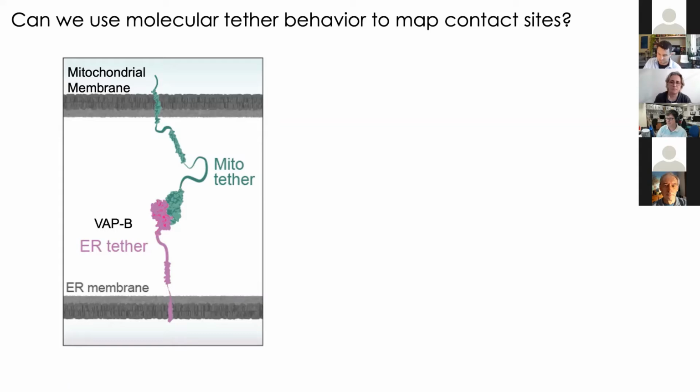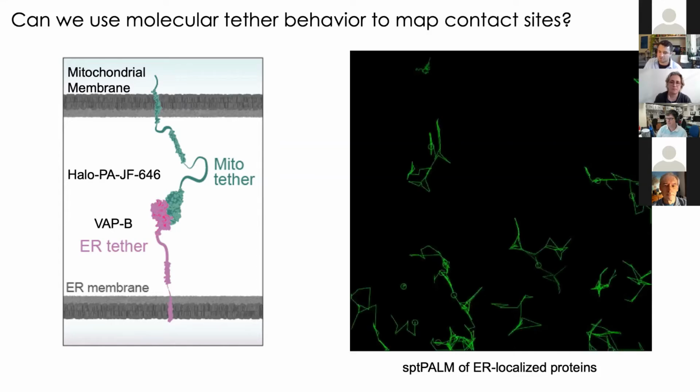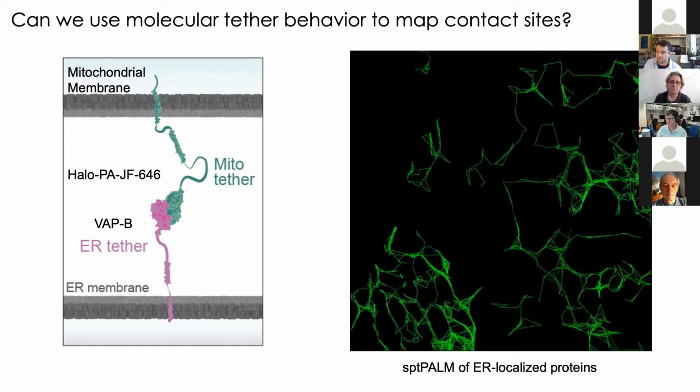And so for this approach, we used the technique known as SPT-PALM, which was developed in the lab some years ago when Suliana Manley was a postdoc, in which individual fluorophores are photoconverted at very low density. You can see here an example, just a few at a time in a field of view to avoid linkage errors. And then this is collected at very high speed video rate microscopy to be able to form trajectories of where molecules move during time.